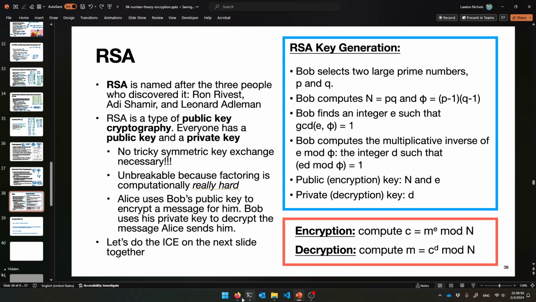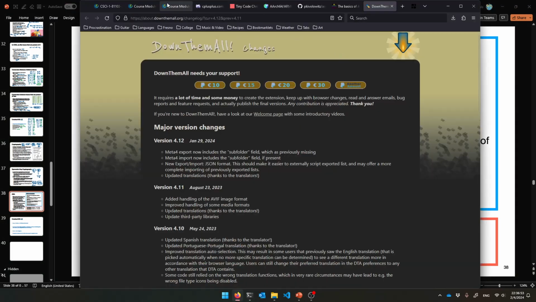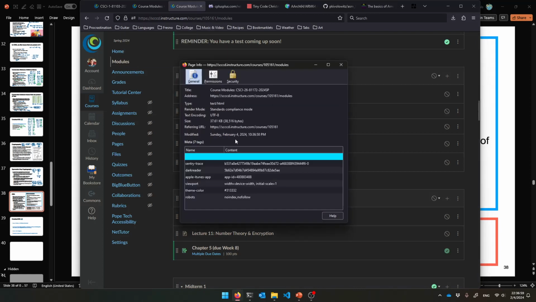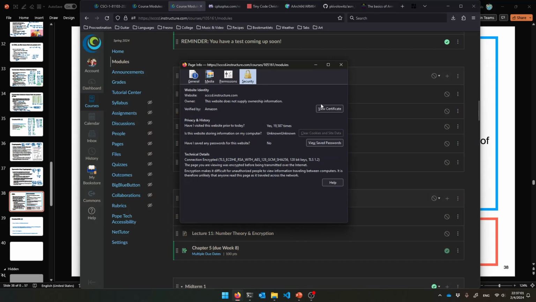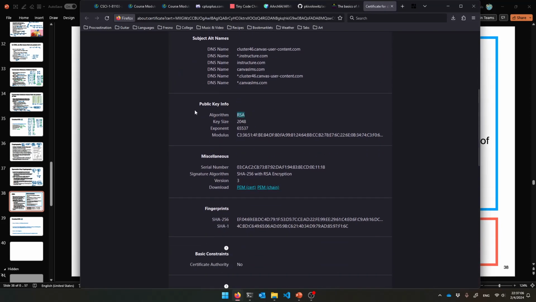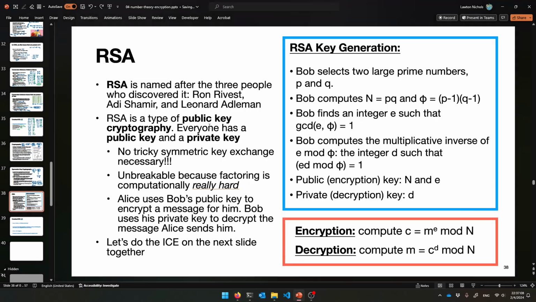So it is the backbone of the internet, first of all. Like you go to any website, like, I don't know, Canvas, for example. Connection is secure. Why is it secure? Show me the certificate involved. It is using RSA under the hood, which is really fun to think about.